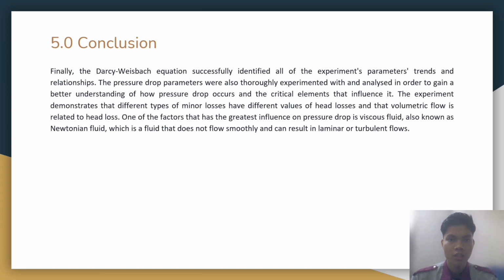The experiment demonstrated that different types of minor losses have different values of head losses and that volumetric flow is related to head loss. One of the factors that has the greatest influence on pressure drop is viscous fluid, also known as Newtonian fluid, which is a fluid that does not flow smoothly and can result in laminar or turbulent flows.